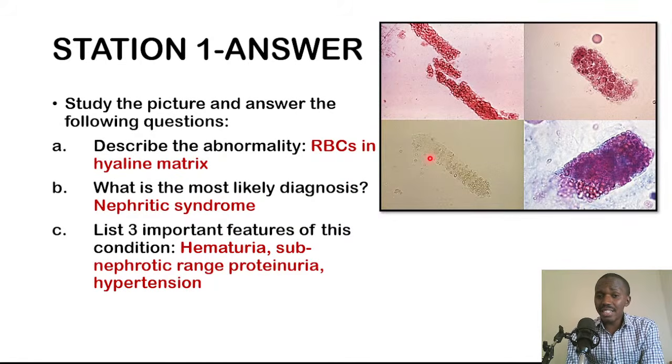Now remember that the triad you're going to have in nephritic syndrome is hematuria, hypertension and subnephrotic range proteinuria. For you to say that someone has nephrotic syndrome, they need to lose over 3.5 grams of protein in a day. That's referred to as massive proteinuria. So if someone loses less than this, but they have blood in their urine and they have hypertension, then it's most likely going to be nephritic syndrome. Usually this is associated with an underlying inflammatory condition, so always take note that there is an underlying inflammatory condition in nephritic syndrome.